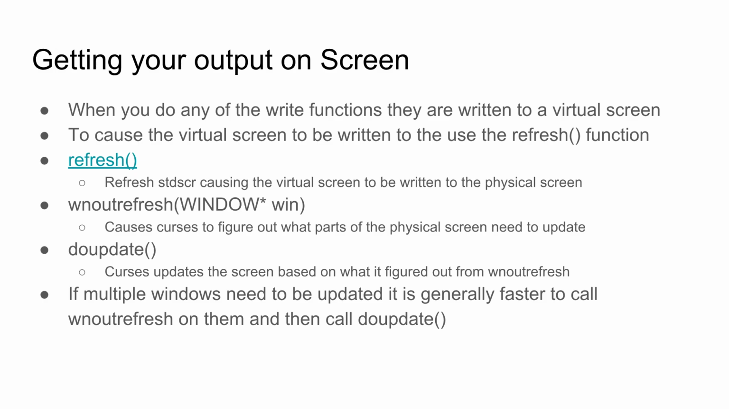Sometimes you might have multiple windows that compose your physical screen. We'll talk about windows in a second. If you want a more efficient update, you can call wnoutrefresh on each of those. Curses will figure out what's changed between the physical screen and the changes you have made to the virtual screen, so what the differences are on each of those windows. Then when you call doupdate, it'll actually put those updates onto the screen. So if you have multiple windows that you need to update, it's generally faster to wnoutrefresh all of them and then call doupdate to get the screens to show up. Otherwise, if you call refresh on each one right after another, it can cause a bit of flashing.